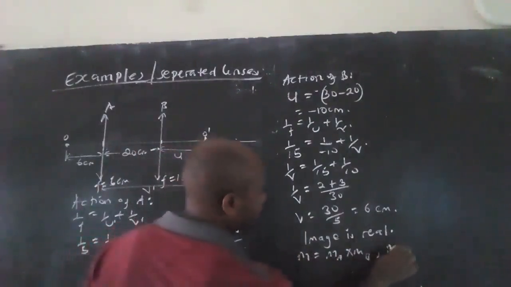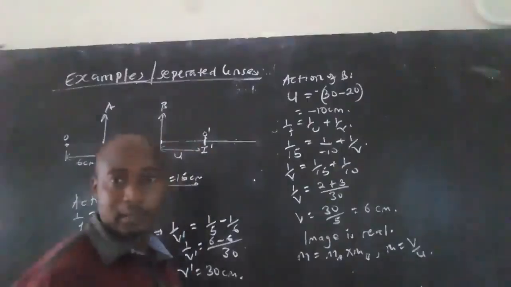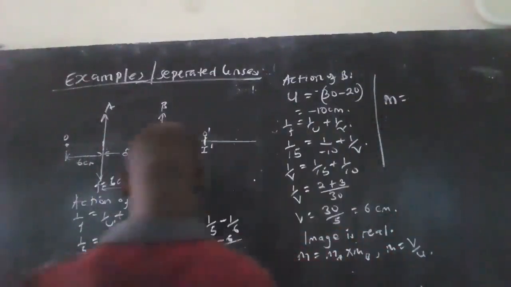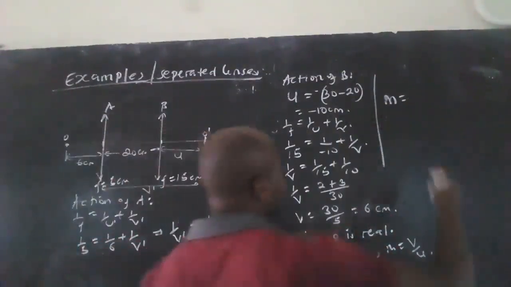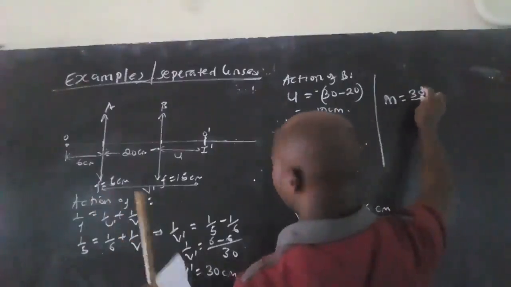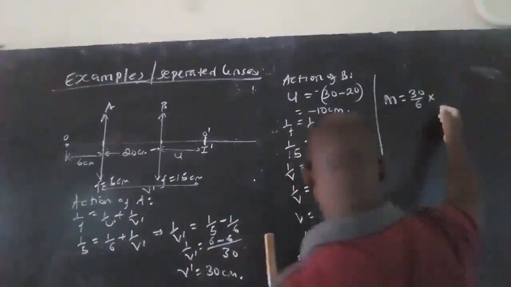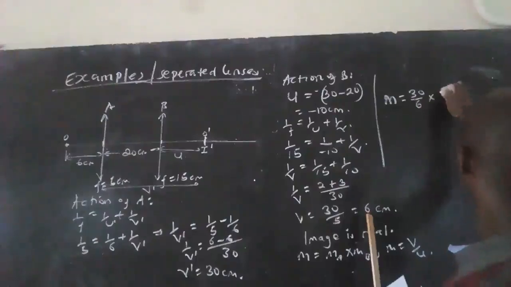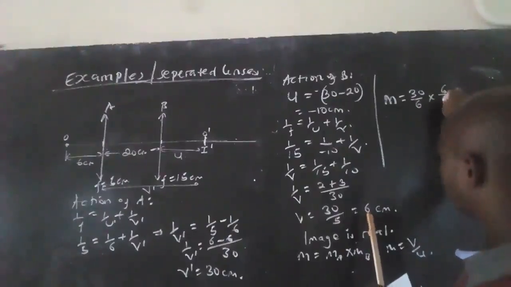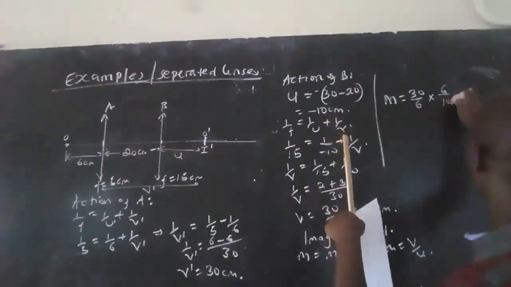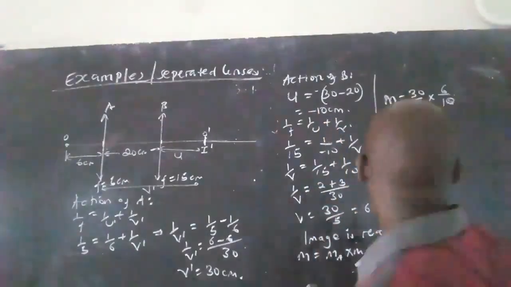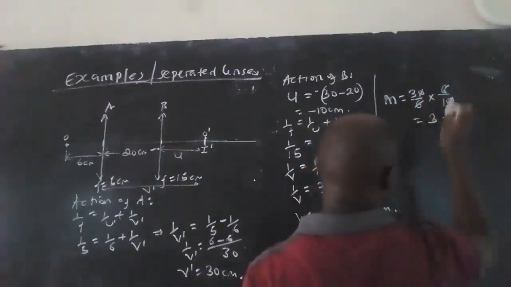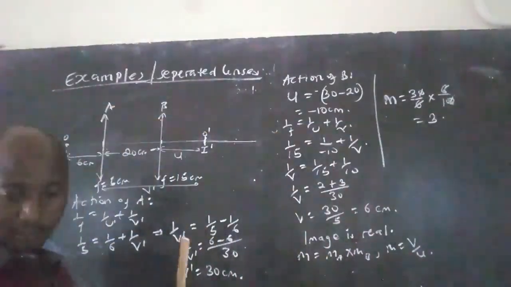Then magnification will become magnification of A times magnification of B. But magnification is V over U. So magnification of A is V over U, V is 30 divided by U, our U is 6, times magnification of B. For B, our V is 60 and our U is 10, take a positive, not a negative. So the answer gives us 3. So the image is magnified.